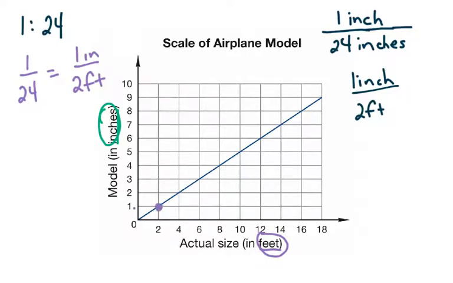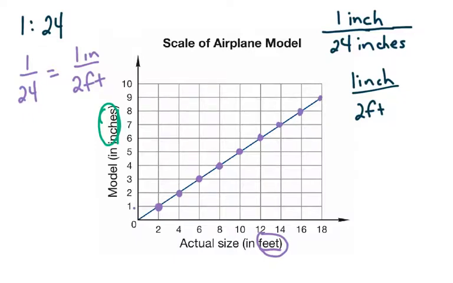If it was 2 inches, it would be 4 feet. 3 inches, it would be 6 feet. You'll notice that it keeps going up on your graph. Okay? Goes up by 2 feet every single time. And so this is how you make a scale on a graph. Okay, you've scaled the airplane model.